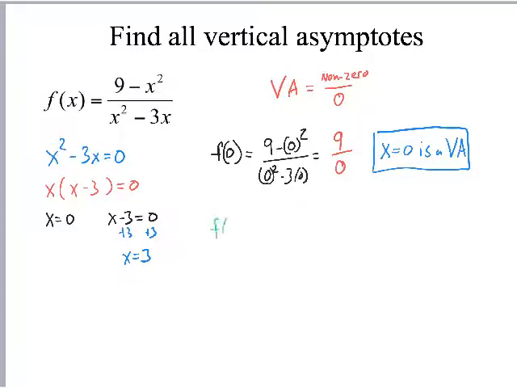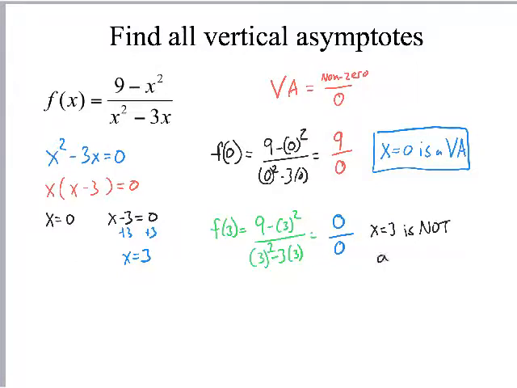Alright, so let's find f of 3. That'd be 9 minus 3 squared over 3 squared minus 3 times 3. Alright, that looks like we get 0, because 9 minus 9 over 9 minus 9. So 0 over 0 is not a non-zero over 0. So what that means is x equals 3 is not a vertical asymptote.